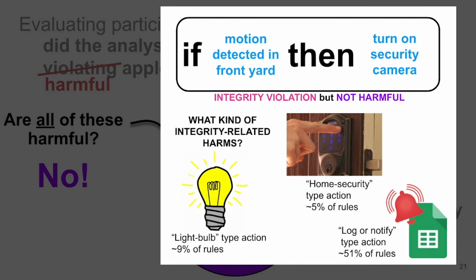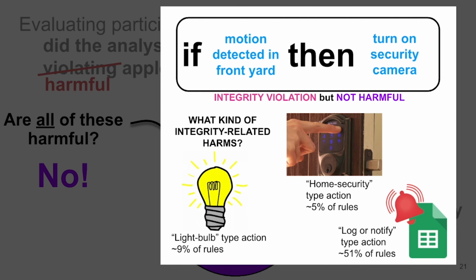In all of these cases, there is a potential for harm. If the lights are turned off while I'm walking down the stairs, I could trip and hurt myself in the dark. Someone could gain unauthorized access to my home if the smart door lock is compromised. Or someone could cause me to be interrupted in an important meeting by spamming me with notifications through a rule.